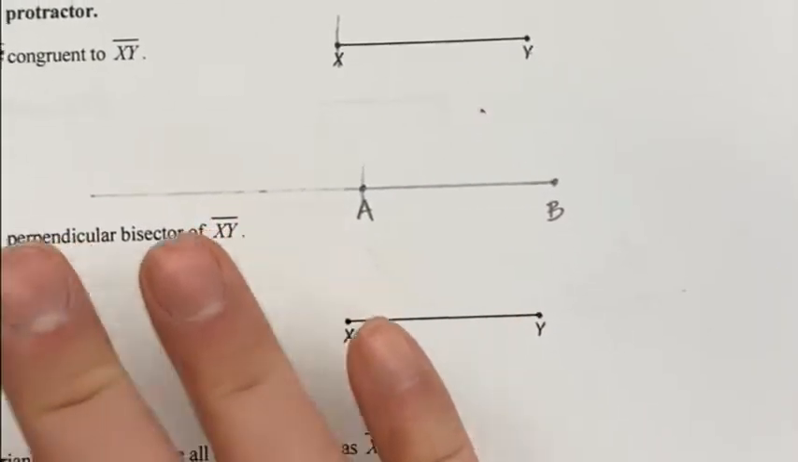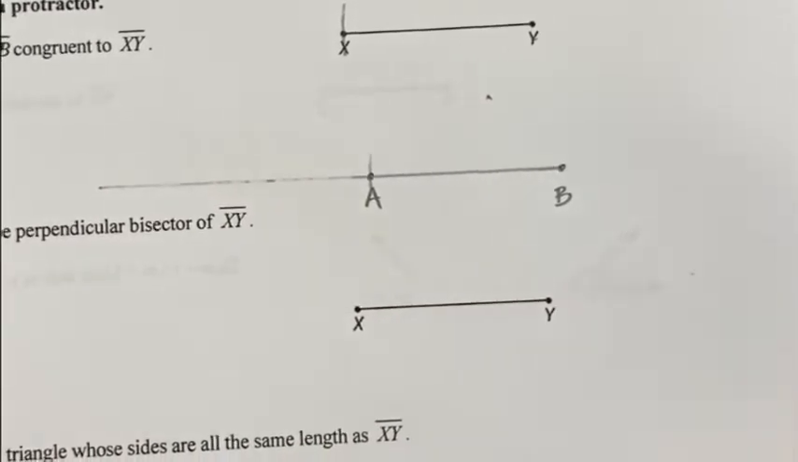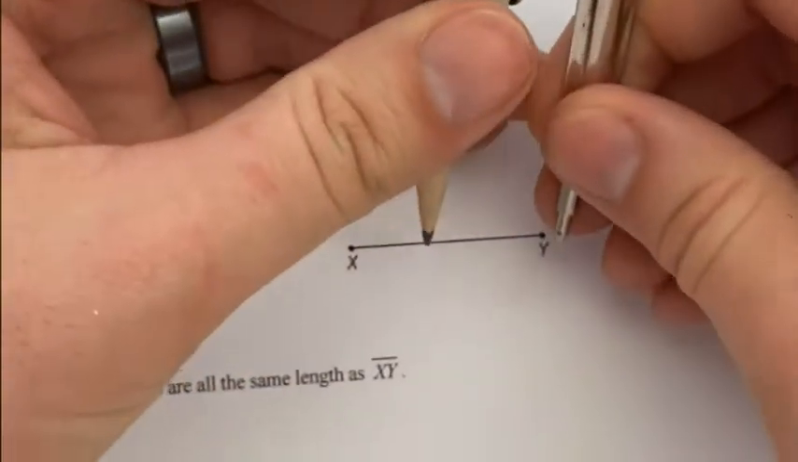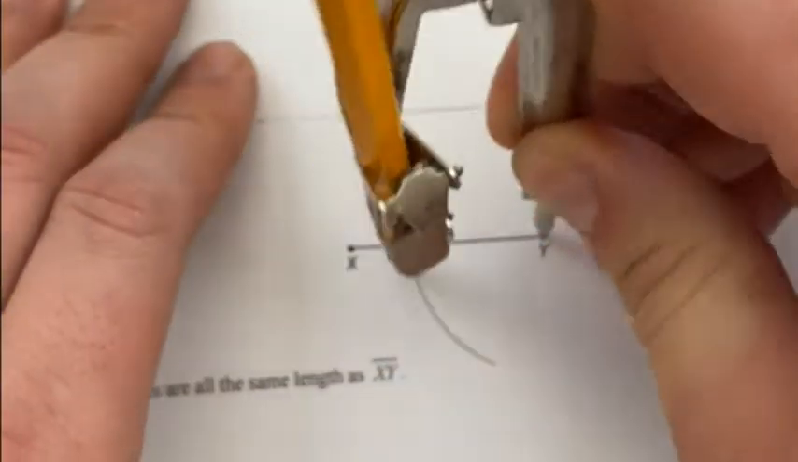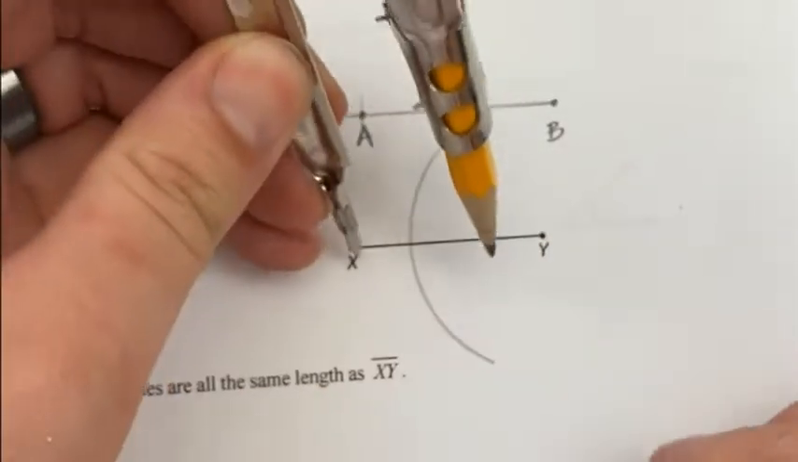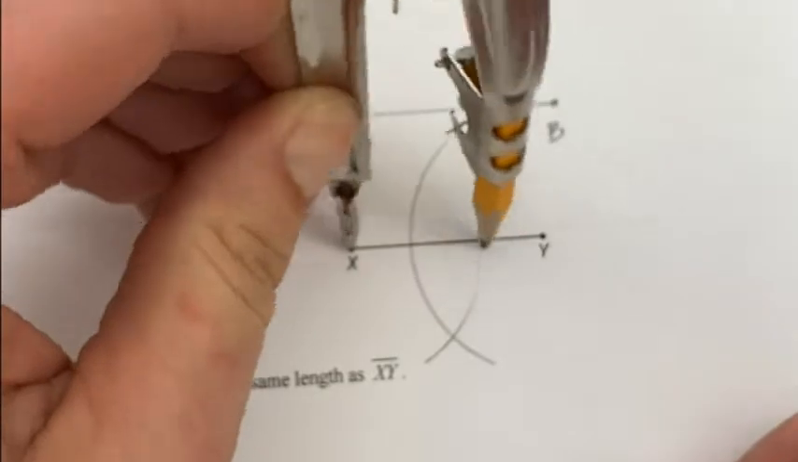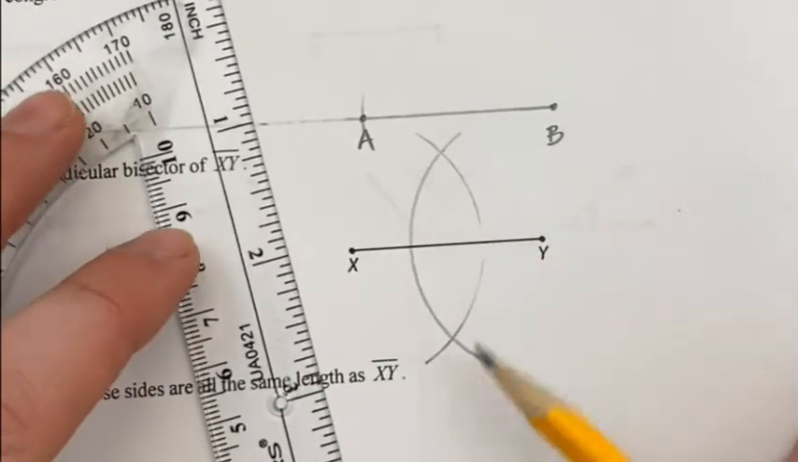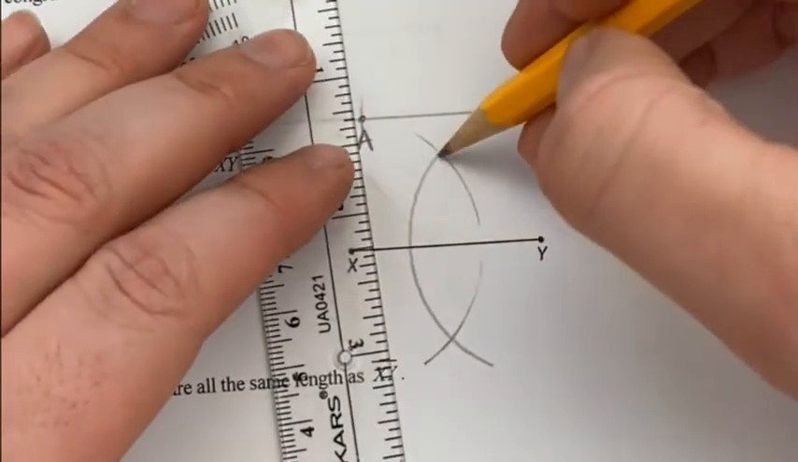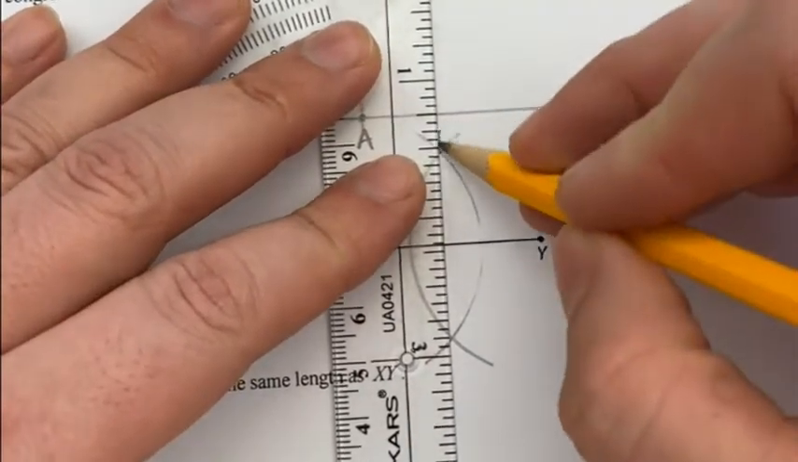All right, number 2. It says construct a perpendicular bisector. So you make an arch, and you make an arch from the second point. The whole point of it is to get these two crossing arches so that I can put points where they cross and draw a straight line.